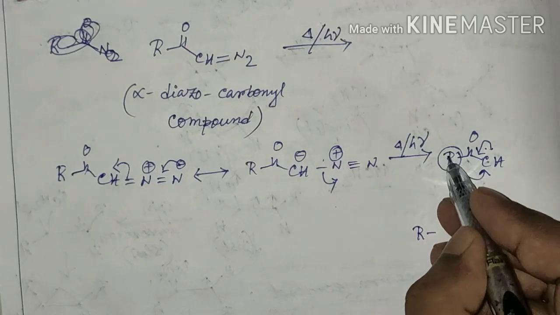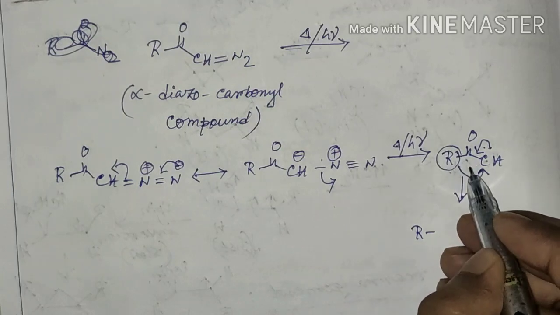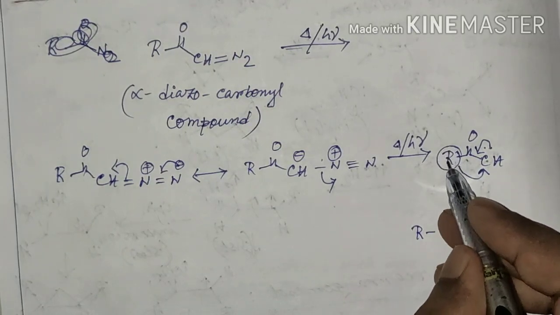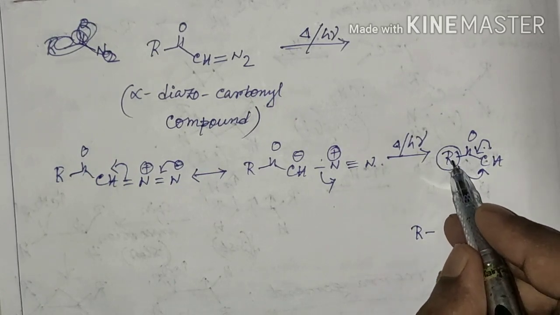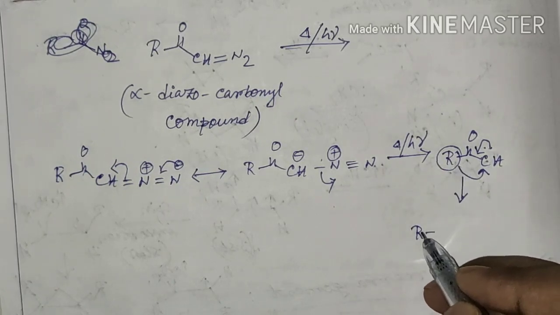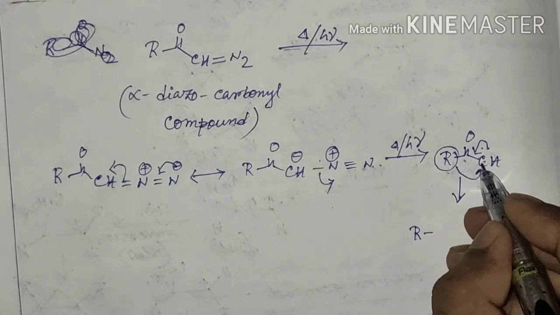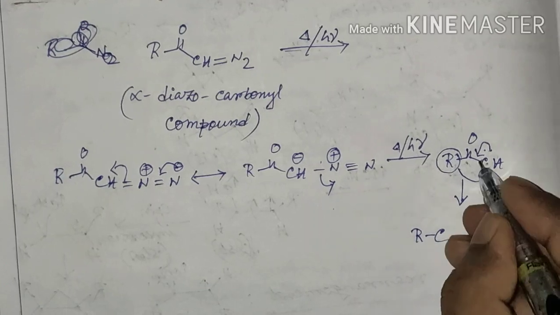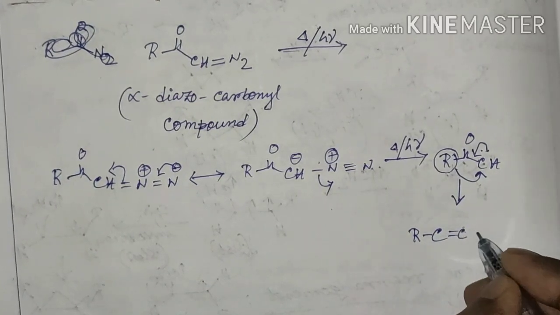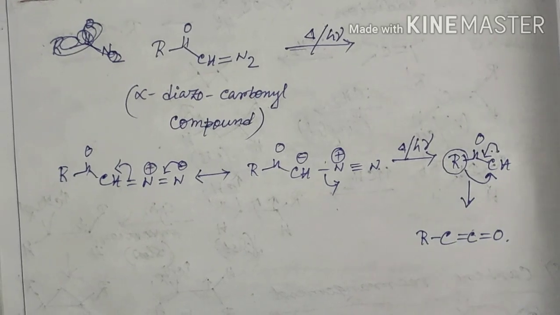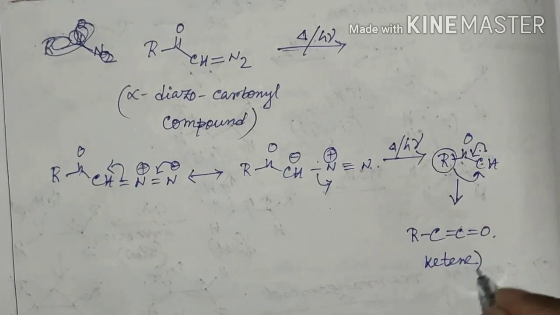retention of its configuration. That is, if it is R, then in the product the stereochemistry of the migrating alkyl group will be R, and if it is S, then the absolute stereochemistry will be S in the product. So it is migrating here and the lone pair is forming a double bond here, and this species is known as ketene.